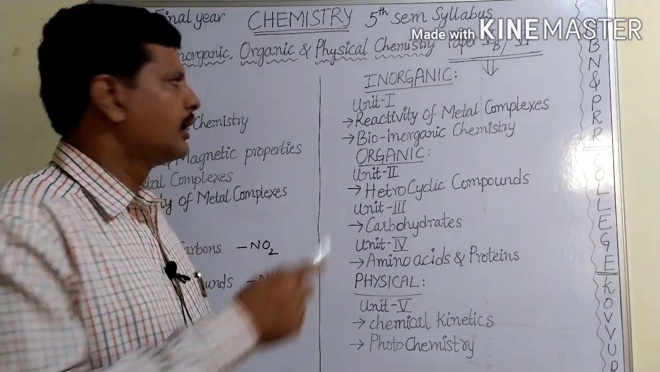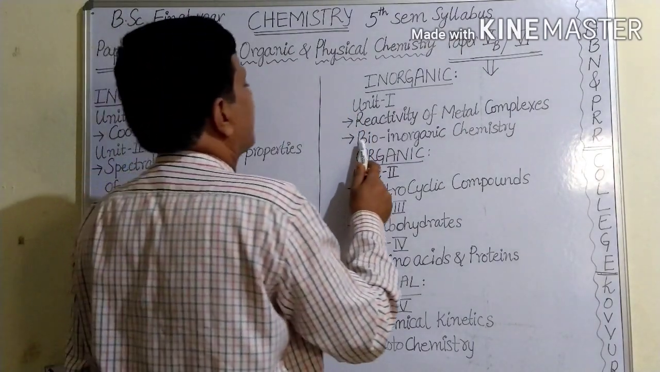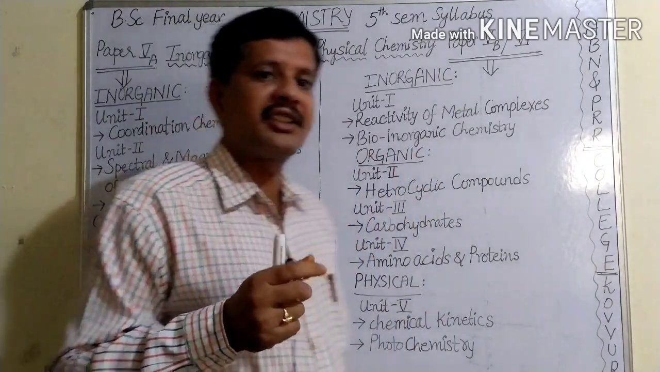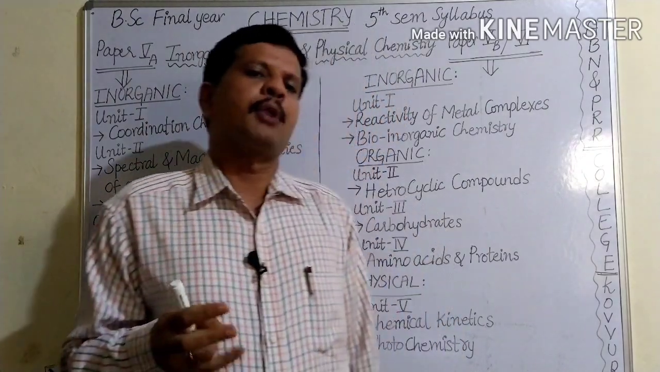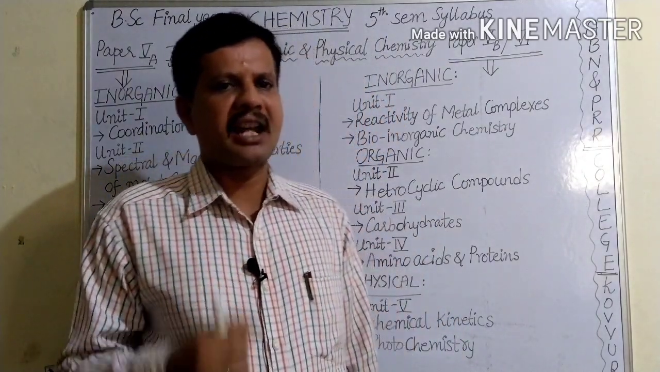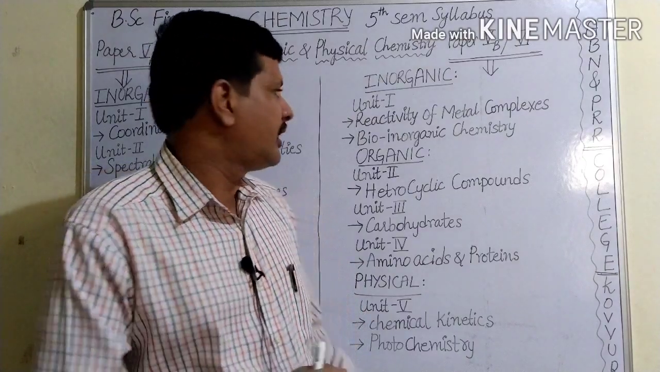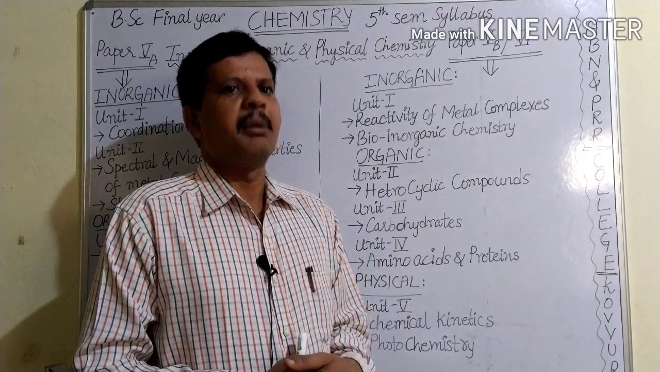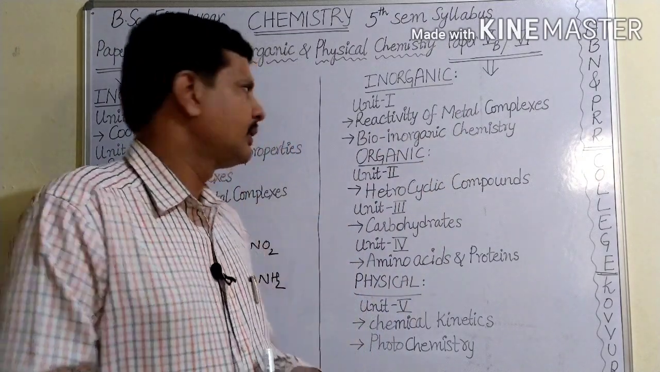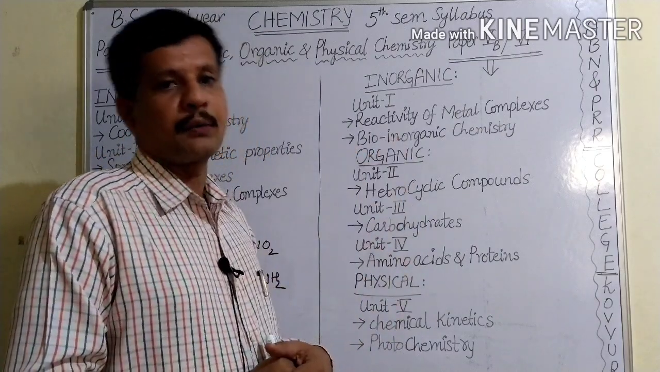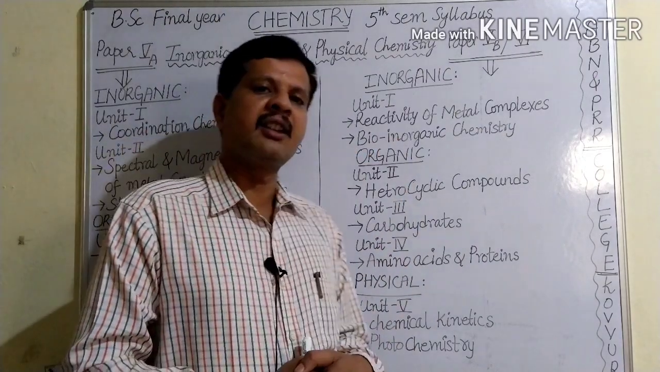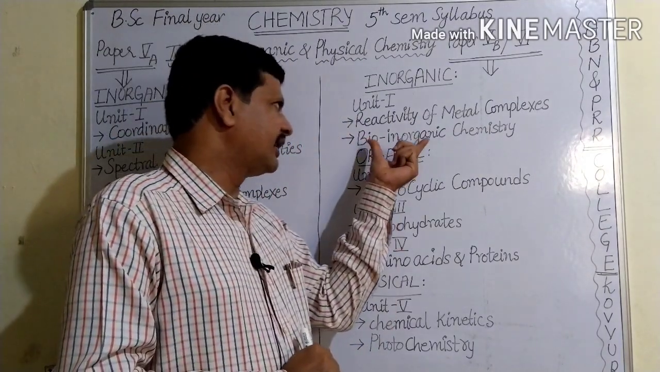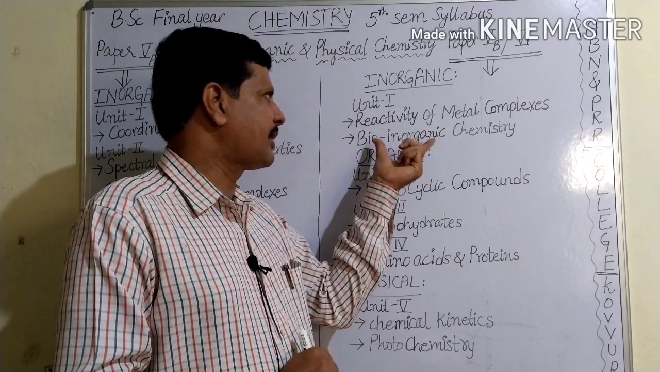Then, in the second chapter, Bio-Inorganic Chemistry. In this Bio-Inorganic Chemistry, we learn about essential elements, that is sodium, potassium, calcium, magnesium, iron, cobalt, such types of elements. What are the uses? Biologically, how they are useful, we discuss in this chapter. Metalloporphyrins, structure of hemoglobin, structure of cyanocobalamin, vitamin B12, etc. we learn in this topic, bio-inorganic chemistry.